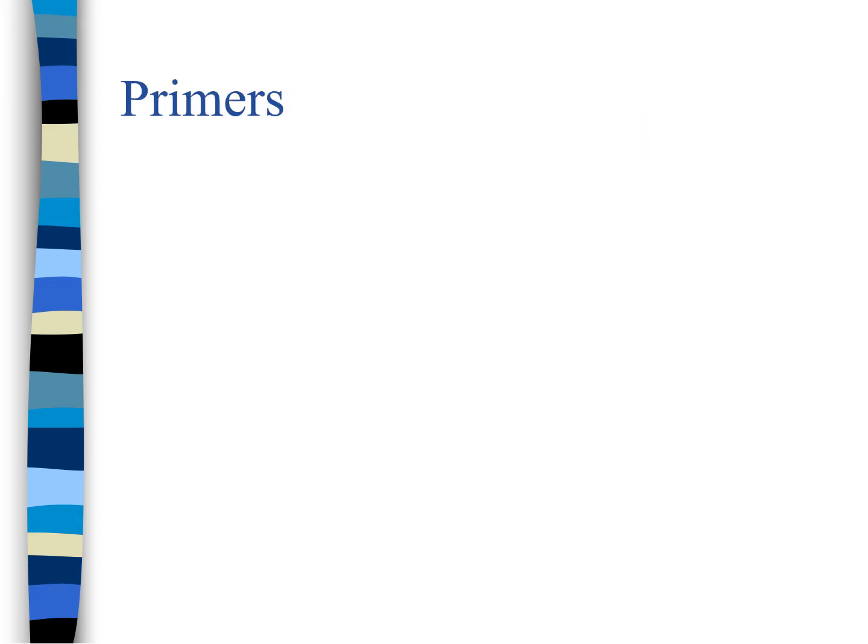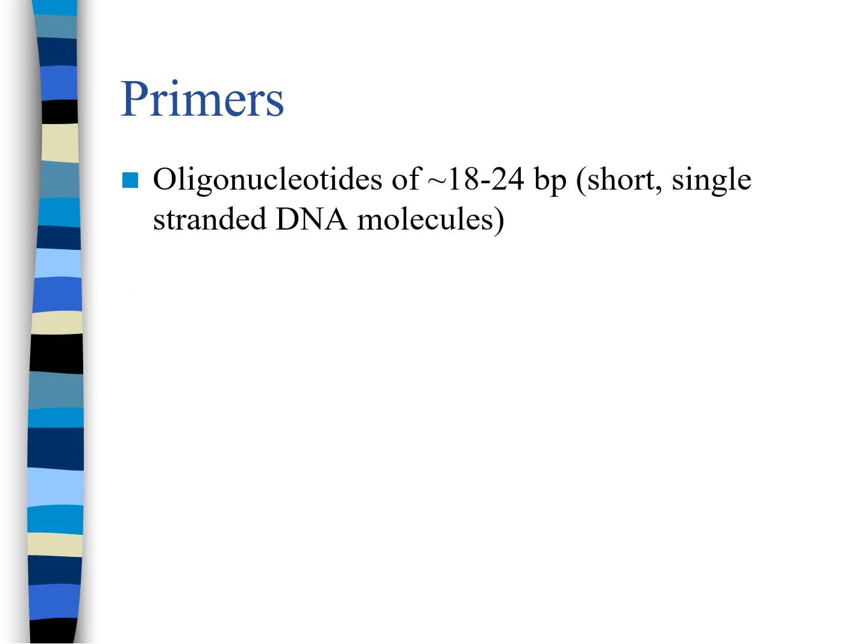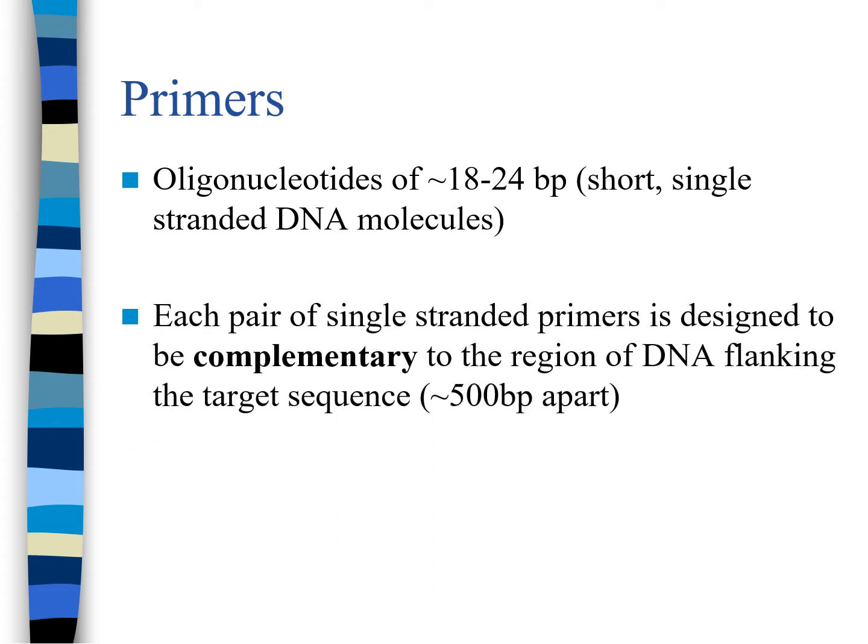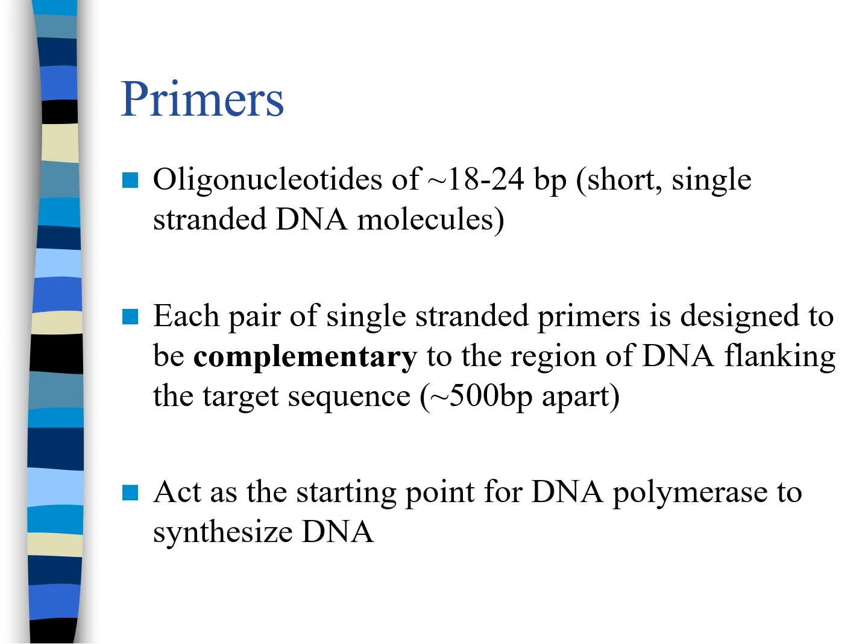What are primers? Primers are oligonucleotides. They are small DNA sequences, about 18 to 24 base pairs, and they are single-stranded. They bind specifically to a specific region of DNA by base pairing. So they act as the starting point, the beginning and the end, for example, the beginning of the cancer gene and the end of the cancer gene.